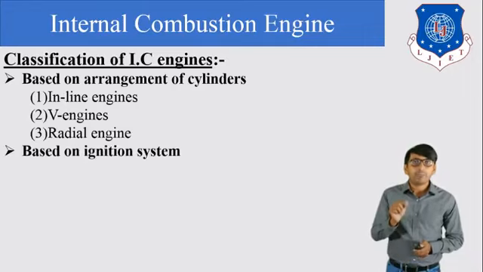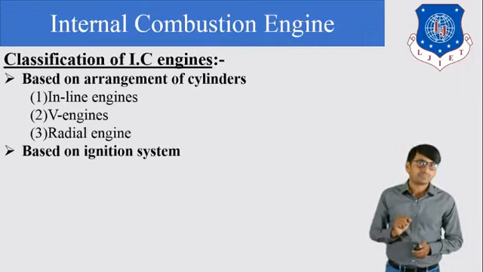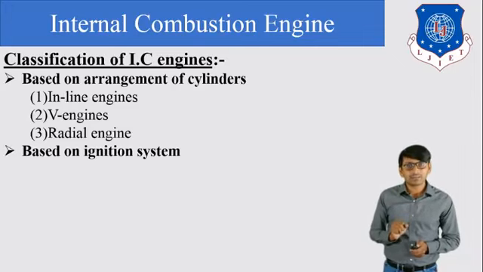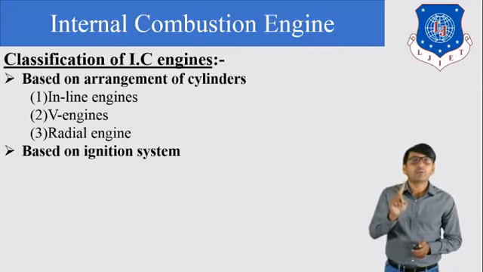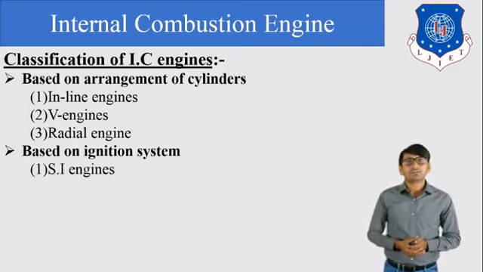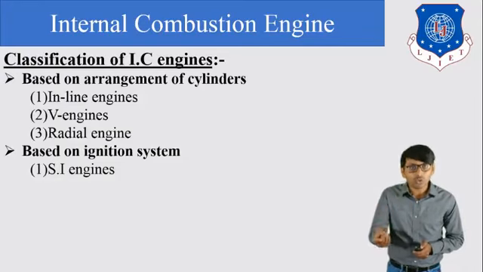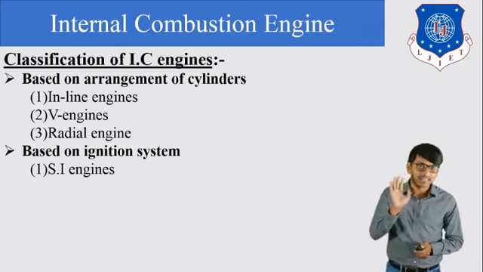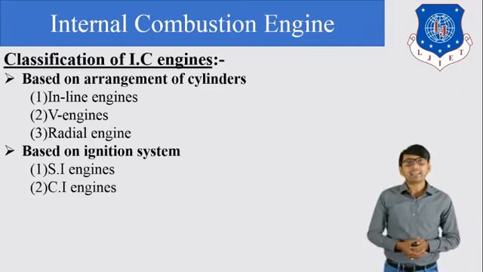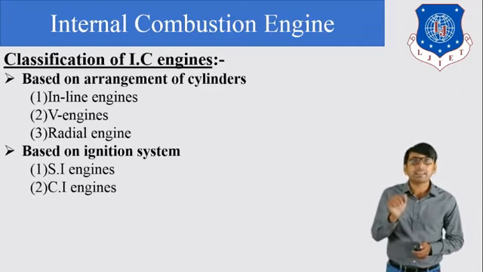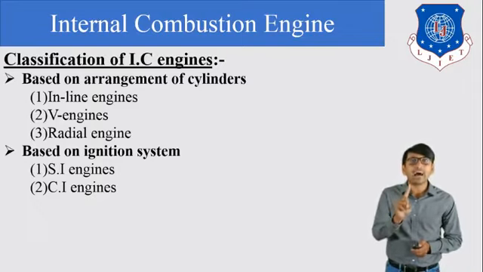Then next one, based on ignition system. Now the ignition system is used for combustion of fuel. So based on ignition system, first one, SI engine. SI means spark ignition engine. So a petrol engine is also called an SI engine. Second, CI engine, that is compression ignition engine, and a diesel engine is also called a CI engine.